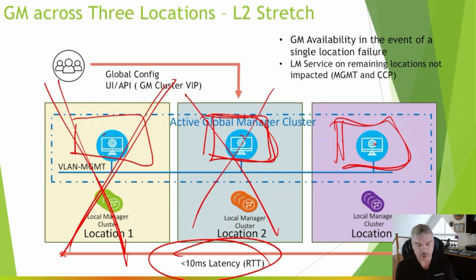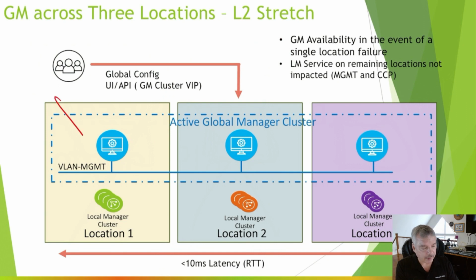Your global manager cluster, you could do a deactivate cluster on this one to bring that back up. But again, you got bigger fish to fry probably, right? So global manager availability, even in the event of a single location failure. So if you got 3 locations, 10 milliseconds apart, yeah, you can put one manager on each. Perfect. You don't really need a standby global manager at this point. Local manager service on remaining locations not impacted.